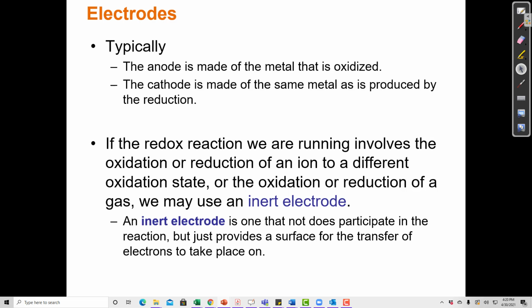Maybe the electrode is made of platinum. It must be made of something that conducts, so maybe it's made of graphite. Not a metal, but still conductive. But it doesn't have to necessarily be a compound that's participating in the reduction or the oxidation. It could be just some conductive thing, some inert electrode.